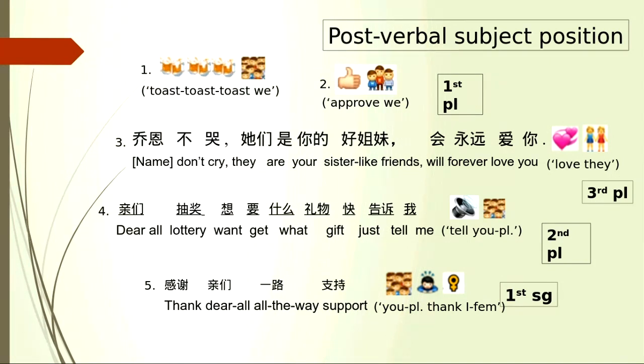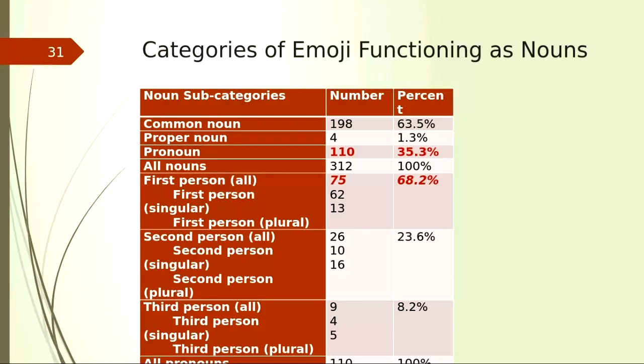We saw already the example of third person plural with the sister-like friends, love you, love they. We saw the example of you tell me what lottery gift you want. That's the second person plural. And of course, the first person singular example, I thank you all, thank I. So it shows that post-verbal position specializes for subjects and also not just for first person singular, which is the most common subject, but also for plurals and for different persons. So it shows number and person.